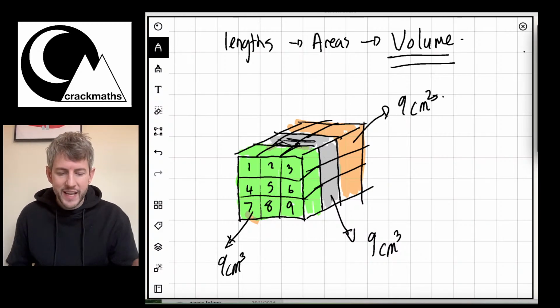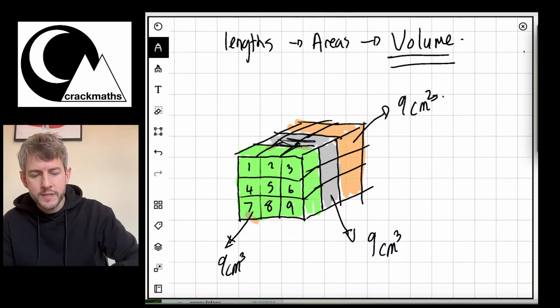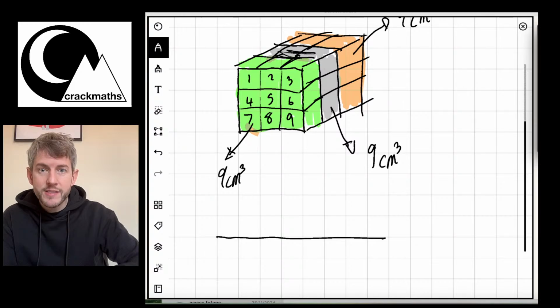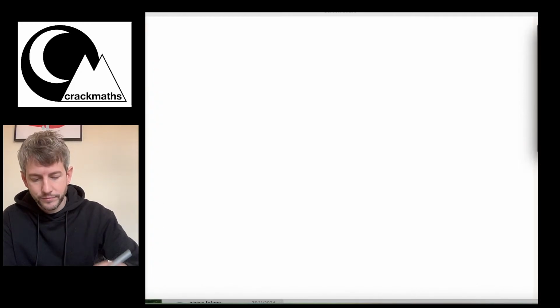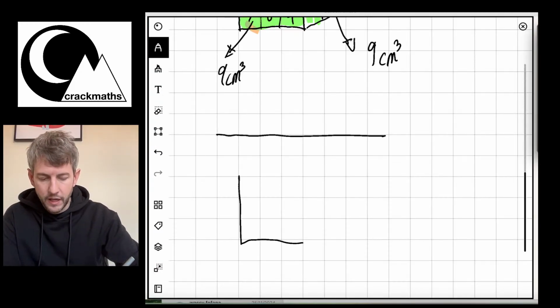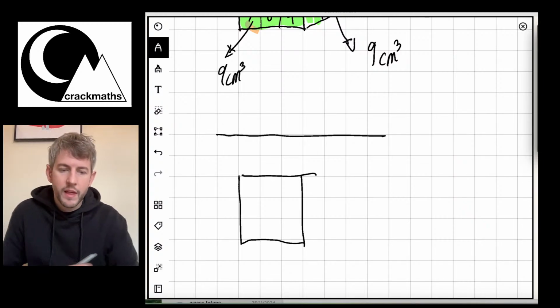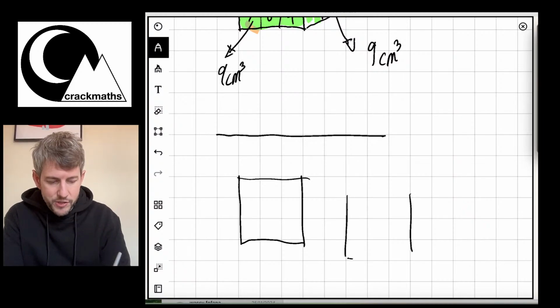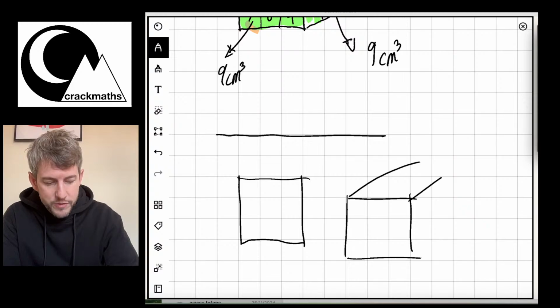So lengths, as we said, lengths are the flat ones. So lengths are straight and flat. Areas are spaces, like this. And cubes, well, volumes are when we have the third dimension. Okay, so something like this, as we've just drawn.